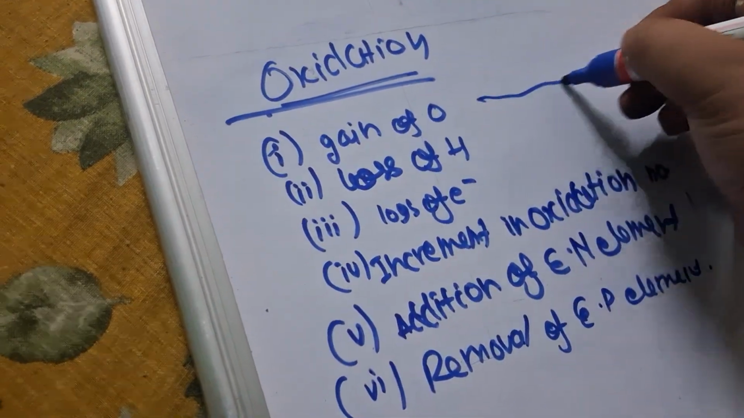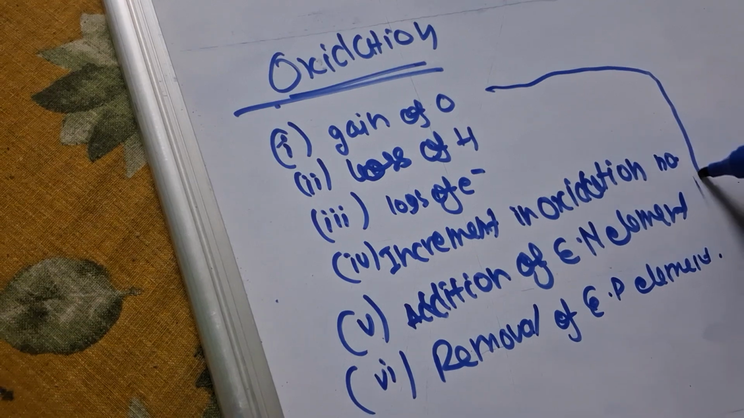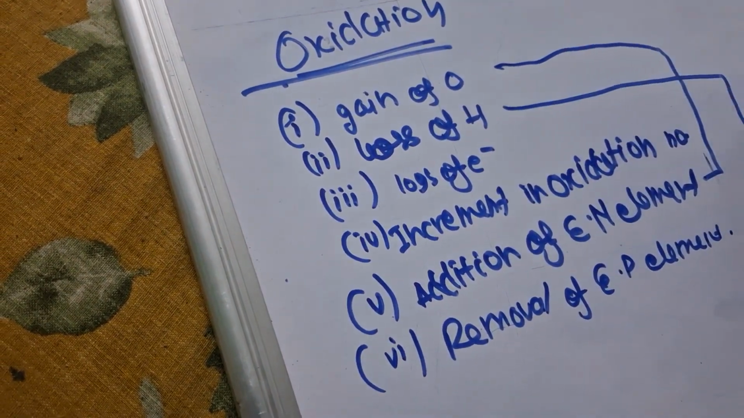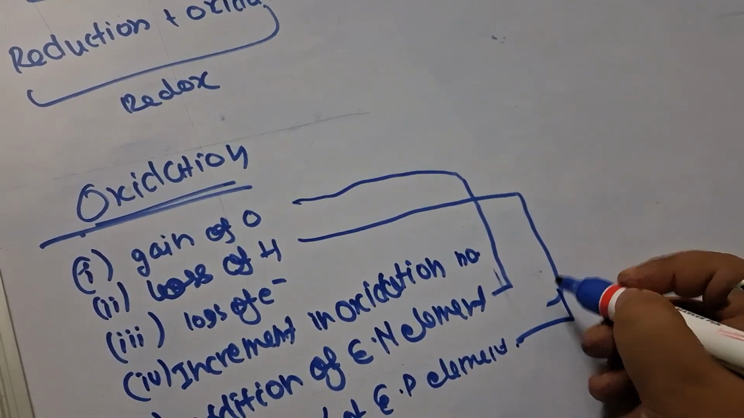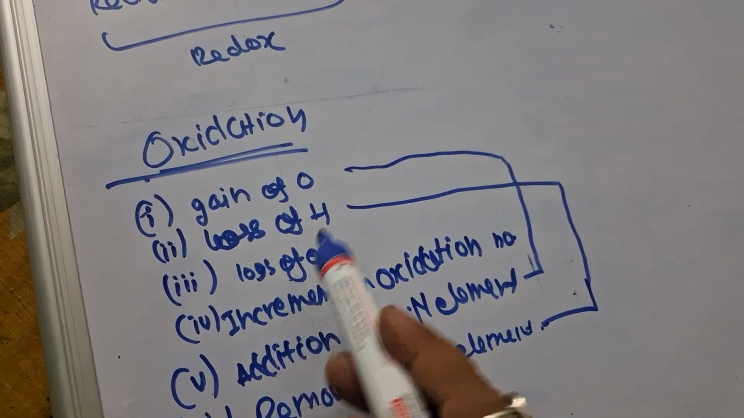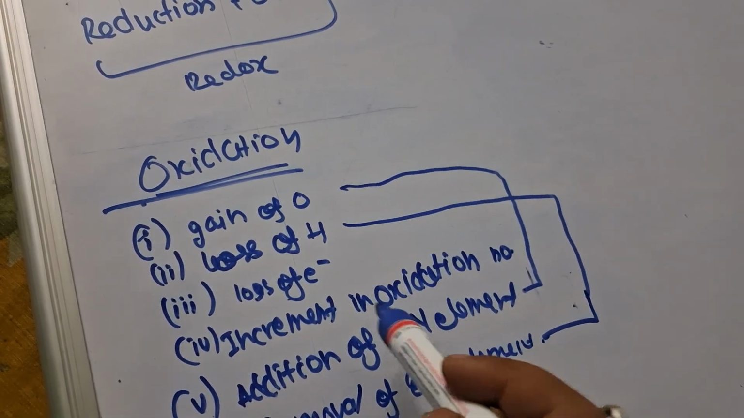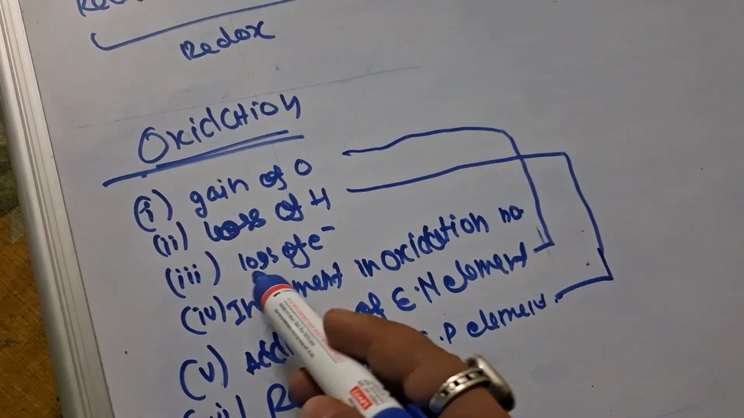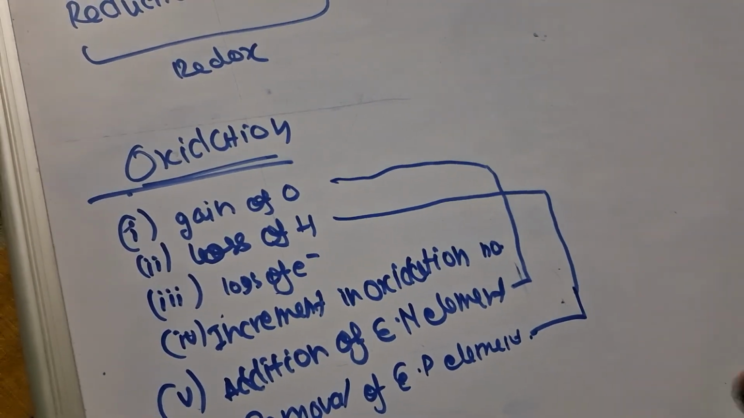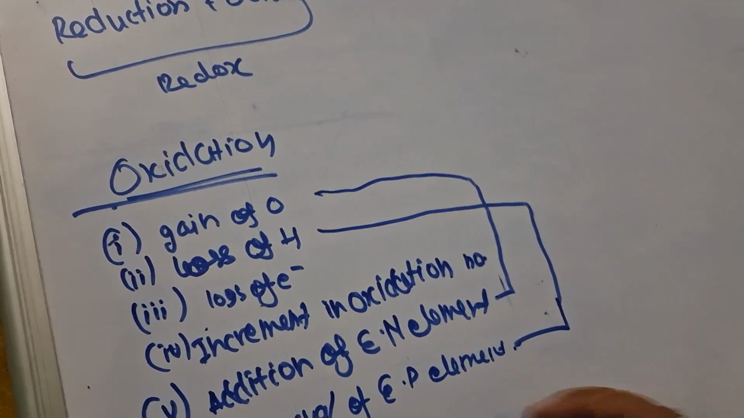Now this basically means the same thing. These two mean the same thing. Loss of electron means increment in oxidation number. Why do these two mean the same thing?